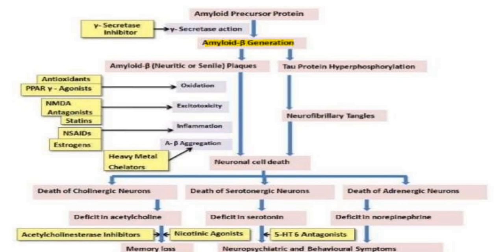Likewise, once amyloid beta plaques or neuritic plaques are formed, or once tau protein hyperphosphorylation occurs, what you can do, you can use antioxidants or PPAR gamma agonists. This will block oxidation. NMDA antagonists to check or control excitotoxicity. Statins and non-steroidal anti-inflammatory drugs, painkillers, to control inflammation. You can use estrogen also to control inflammation.